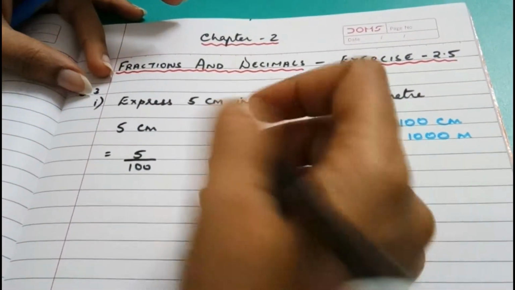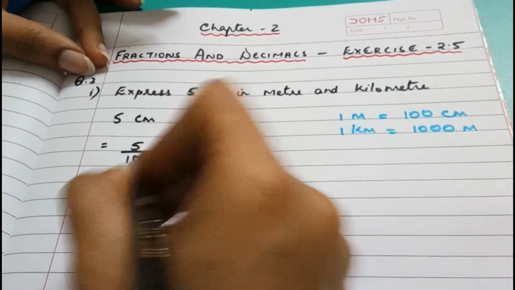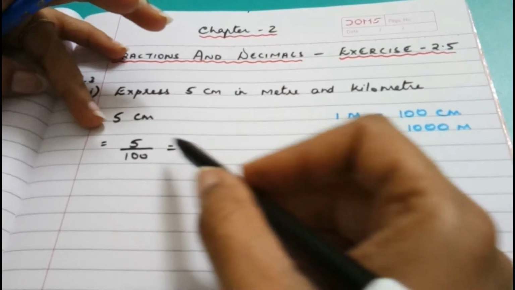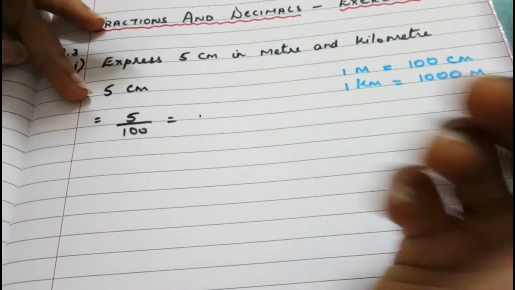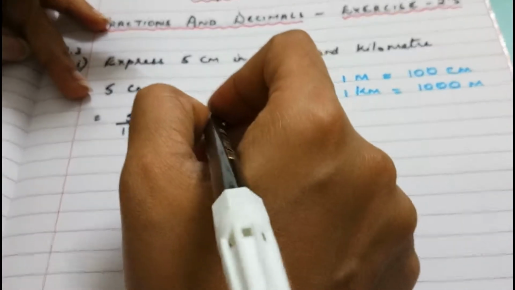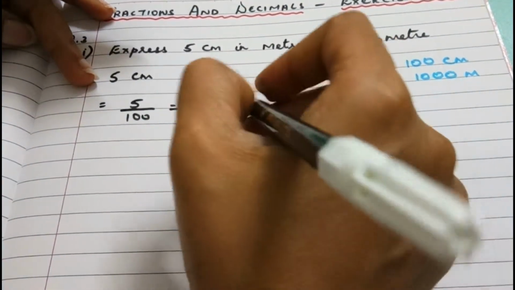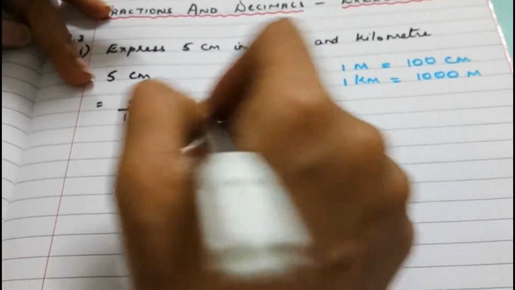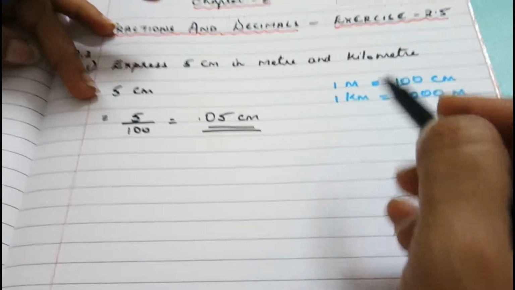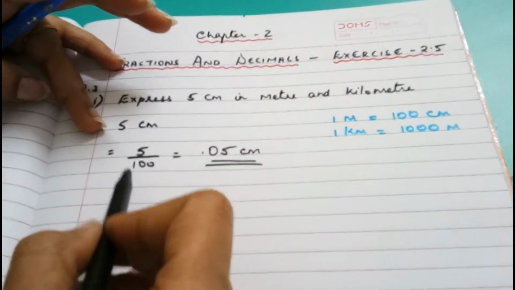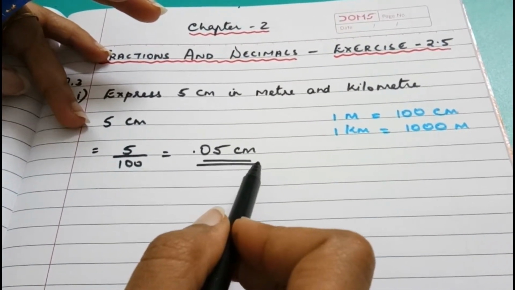100. Okay. Now as we studied earlier, since there are 2 zeros here and in the number 5 there is only one digit in the numerator, what will come? A decimal point, then 0 and 5. And the unit of this will be centimeters. Writing the unit is very important. That would also count in marks, so please be careful. 5 by 100, which is equal to 0.5 centimeters.